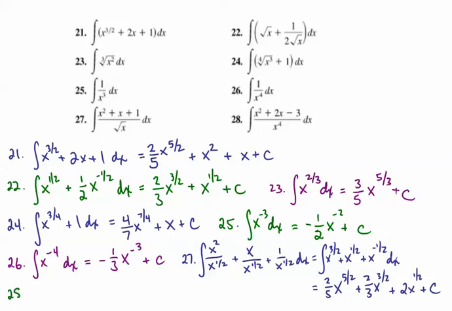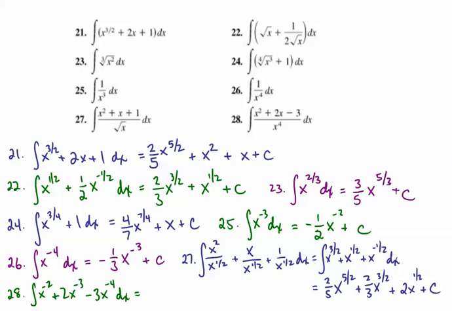Alright, so we have one more to do here, and that is number 28. This time I won't write it all down. We'll do the simplifying as we go along. So x squared over x to the 4th is x to the negative 2nd. Then 2x over x to the 4th is going to be plus 2x to the negative 3rd. Then minus 3x to the negative 4th dx.